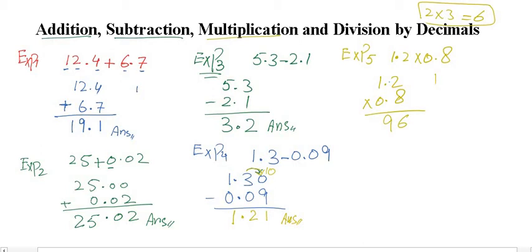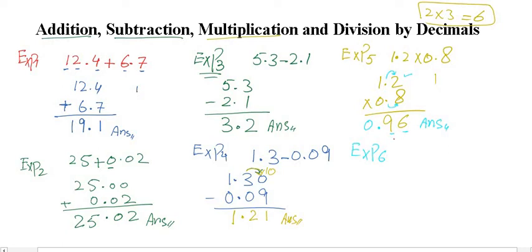But as we know the numbers were given in decimal, so count in the first number how many digits are after the decimal. There is only one digit, and here also 1 digit, so total are 2 digits. It means your answer should have 2 digits after the decimal. So put the decimal here, and 0. After the decimal you see 9 and 6, so this is your answer, 0.96. Take another example, example number 6.